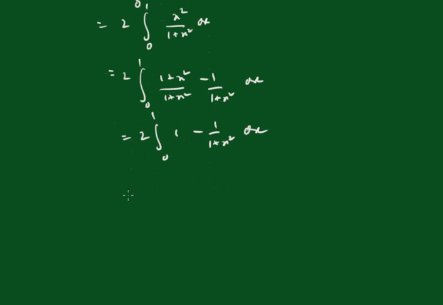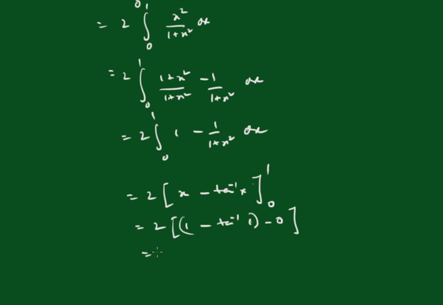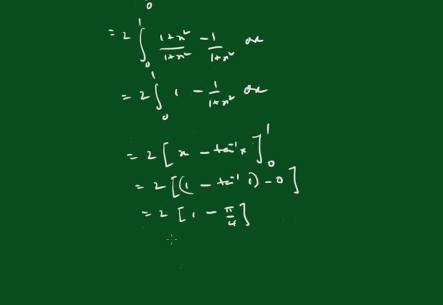And of course that's going to become 2, that's x minus the inverse tan of x between 1 and 0, which is 2, and that becomes 1 minus tan minus 1 of 1 minus 0, because all those go out. And now you're going to have 2 bracket 1 minus pi upon 4. Or if you want to expand it out, it'll be simply 2 minus pi upon 2.